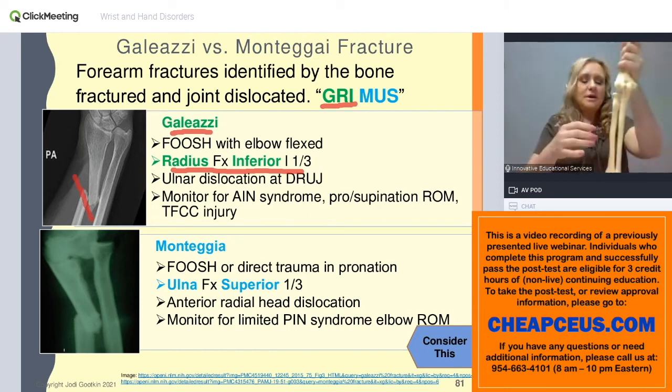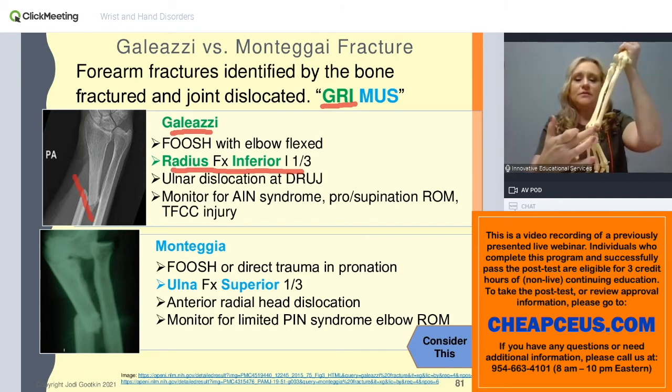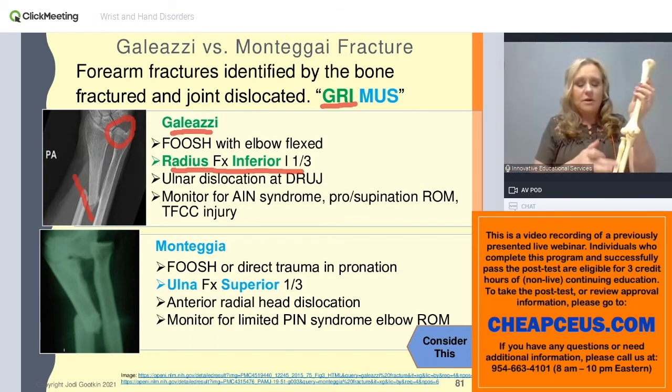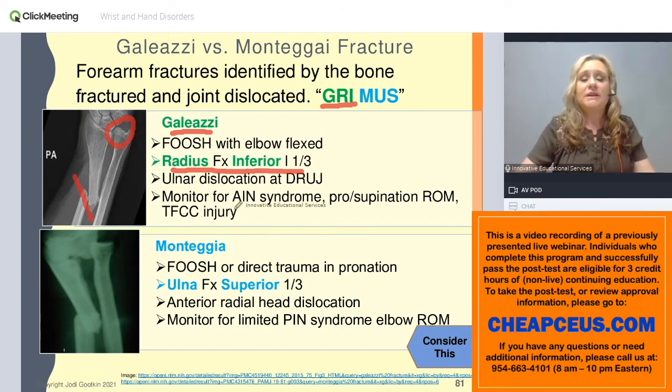And then because that radial fracture has occurred, when there's shifting of the segments, it's going to affect this ulnar positioning. And we're going to see in the image here, ulnar dislocation. This patient then, because of that radial fracture location, is at risk for anterior interosseous nerve syndrome.